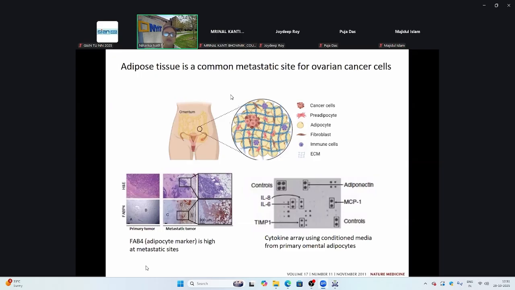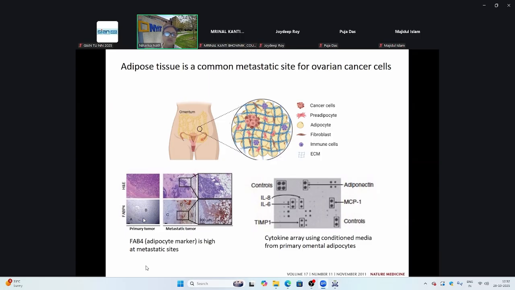Those fat cells that we were just talking about: adipose tissue, when metastasis occurs. In the metastatic site for ovarian cancer, ovarian cancer cells like to go into the belly, into that fat tissue, and they like to work in the fat tissue.